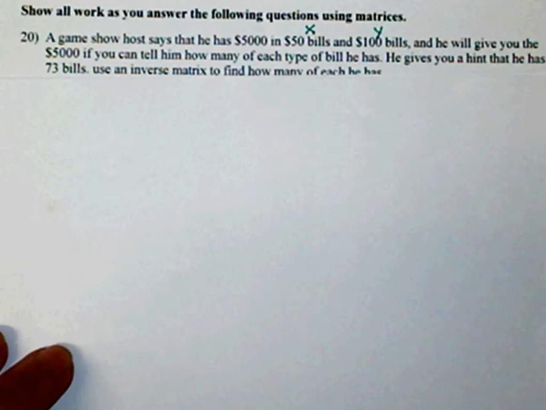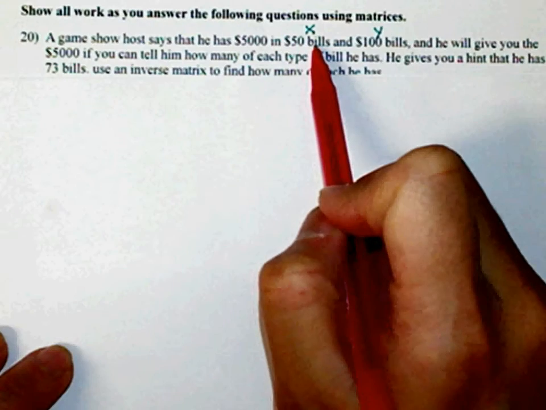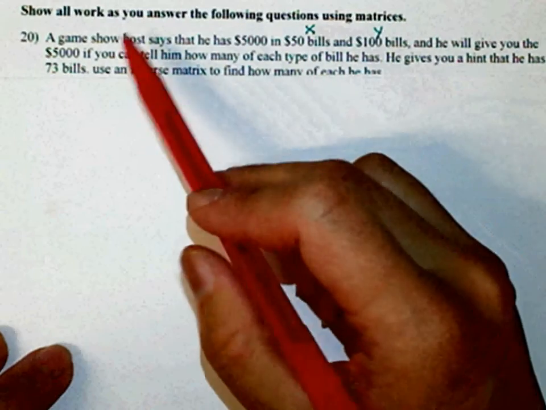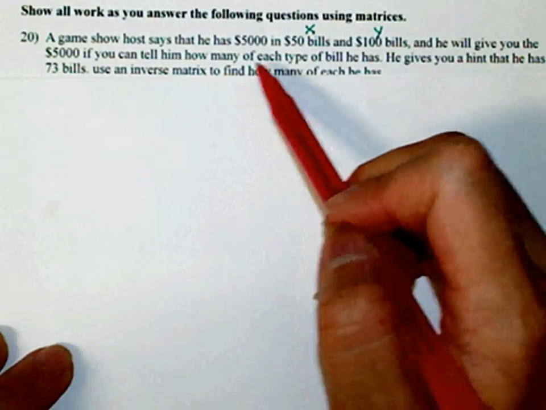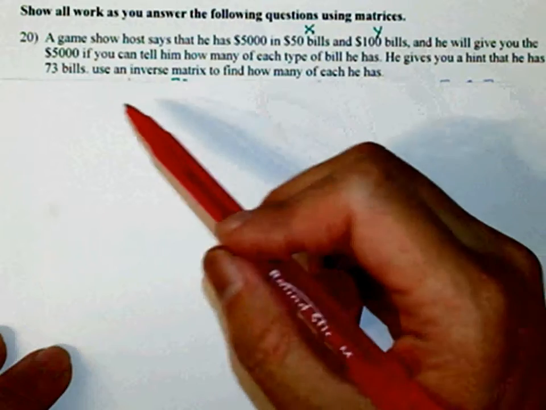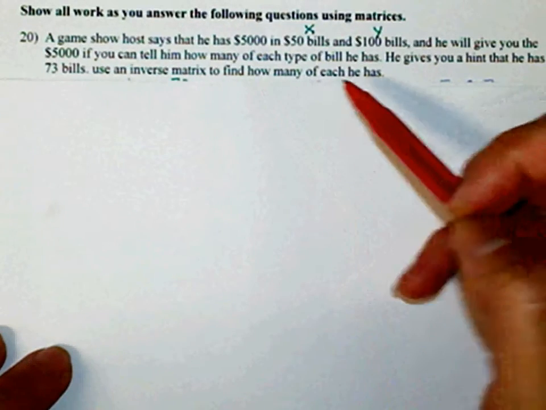Number 20 says, a game show host says that he has $5,000 in $50 bills and $100 bills, and he will give you the $5,000 if you can tell him how many of each type of bill he has. He gives you a hint that he has 73 bills. Use an inverse matrix to find how many of each he has.